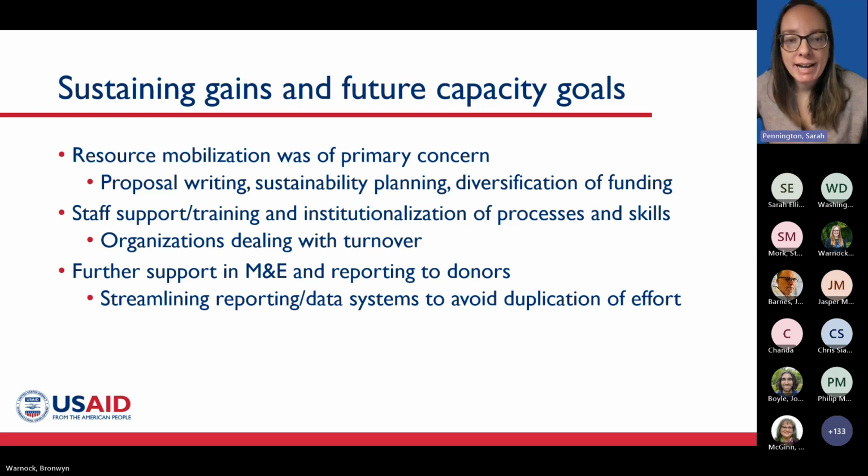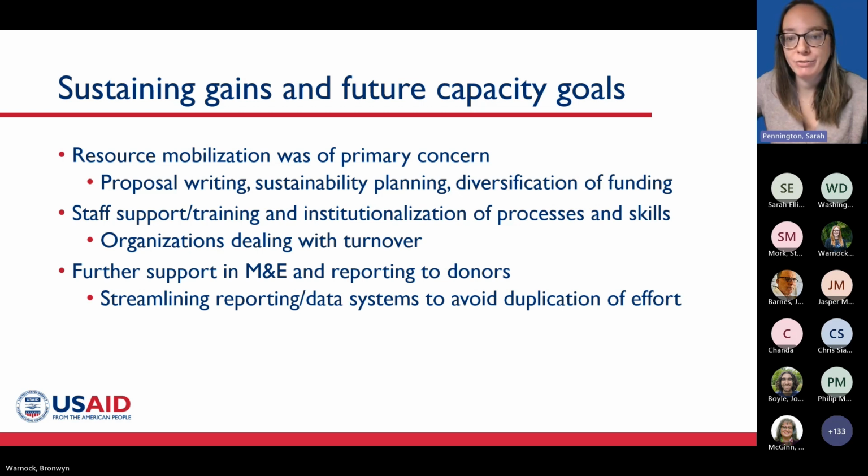When NPI EXPAND asked our local partners what they need to sustain the organizational improvements they achieved and what areas they thought they could benefit from more capacity strengthening support, resource mobilization was of primary concern. They cited things like proposal writing and sustainability planning and emphasized the need to diversify their funding sources. They also talked about institutionalizing the skills and processes within their organizations and training new staff to ensure knowledge isn't lost when staff leave.